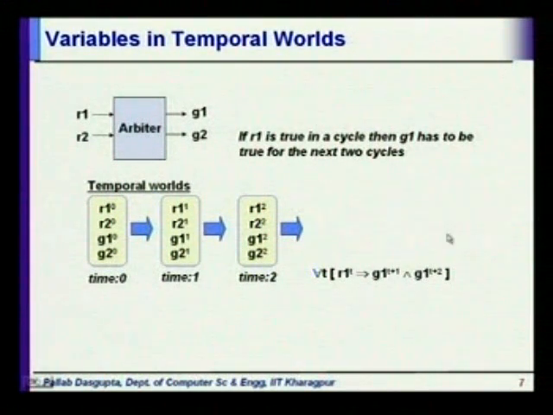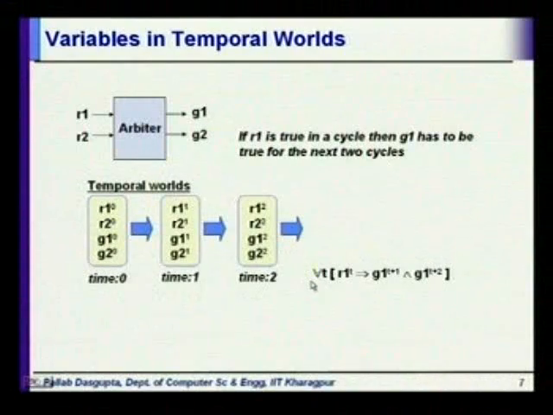Similarly, we have this for R2, for G1 and for G2. So, in each temporal world, the signals have a different valuation. So, we assign a different set of variables to represent their values in that clock cycle. Clear? So, what are we trying to find out here?